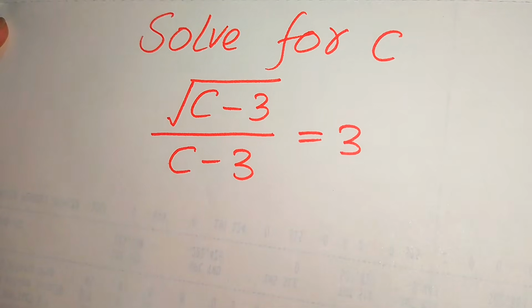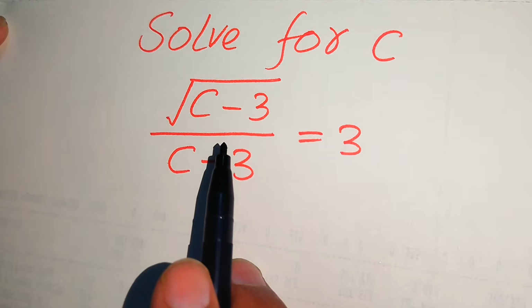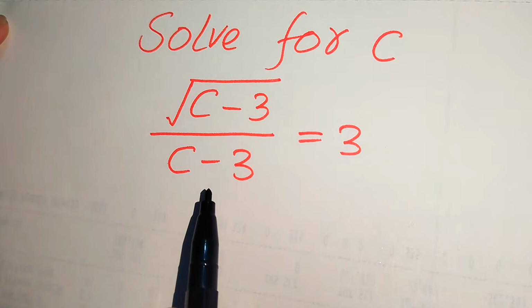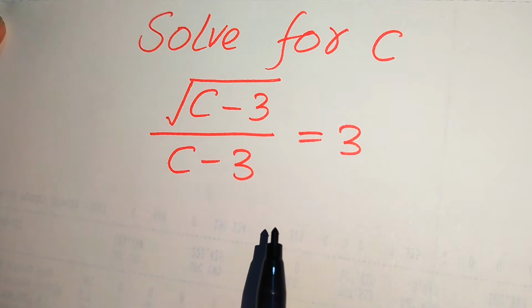So here we have this: square root of c minus 3 divided by c minus 3 is equal to 3, and we solve this problem for all the values of c.